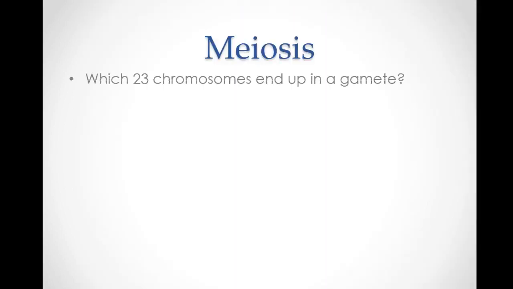So how do we decide which 23 chromosomes end up in each gamete? We're starting off with a parent cell in meiosis that has 46 chromosomes. How do we decide which chromosome goes where? Well, what we do is we take one of each kind. If you remember, we had those 22 pairs of autosomes, the chromosomes that we all have in common, both males and females. And then we had that one pair of sex chromosomes that determines our gender. So what we want is one of each of those kinds.